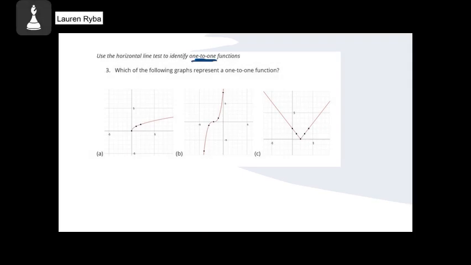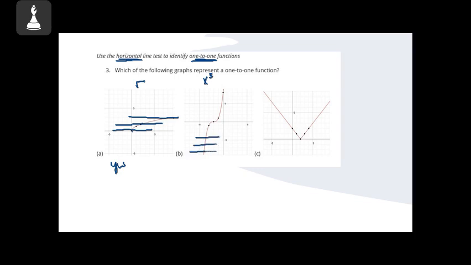Testing one-to-one, we can draw horizontal lines. And if a horizontal line hits the graph more than once, it is not one-to-one. This first graph here is an example of a square root graph. And no matter where I draw my horizontal lines, I will only hit the graph one time. So it is one-to-one. B, this graph is a cube graph. And anywhere I draw my horizontal lines, I'm only hitting my graph one time. So it is one-to-one.